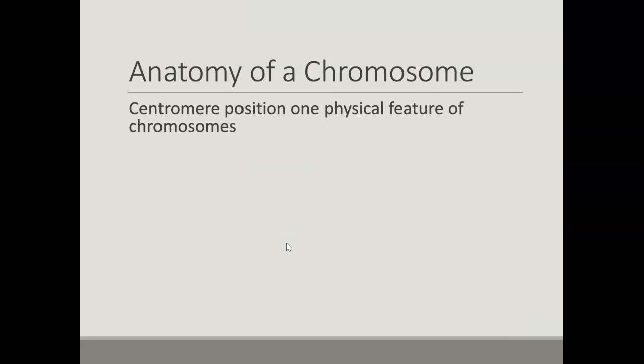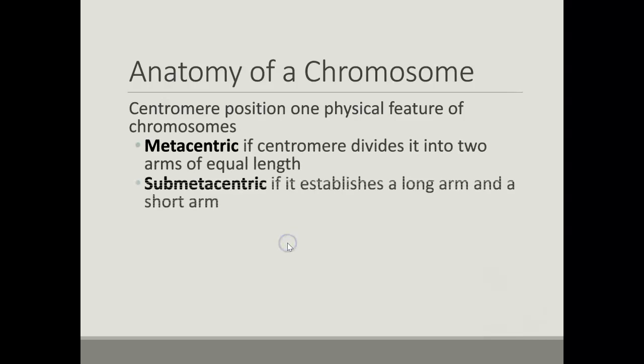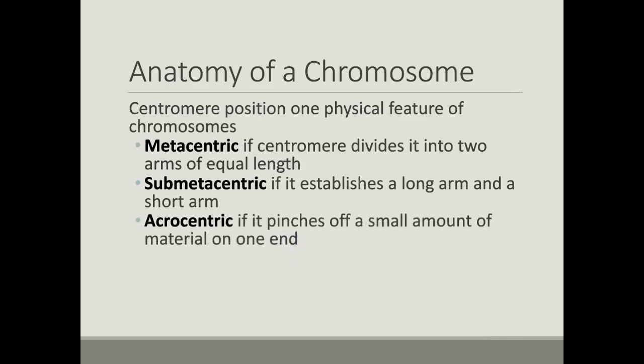So the centromere position is one physical feature of chromosomes. That centromere doesn't have to necessarily be right in the middle. If it is, we call it metacentric. If there's one long arm and one short arm, we would call it submetacentric. If it pinches off a little bit of a small material on one end, it's referred to as acrocentric. And telocentric is if there's only one arm in general, and we don't have any telocentric chromosomes in humans.